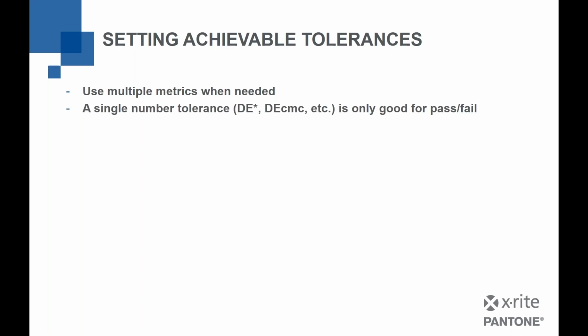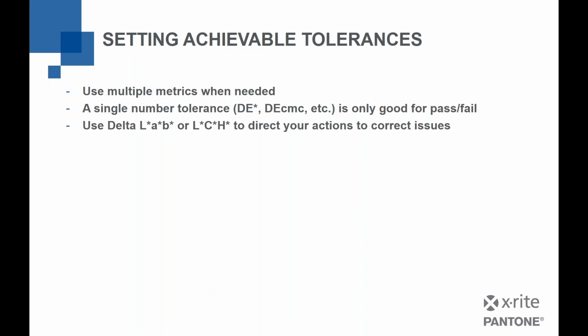Another thing to think about when we're setting achievable tolerances is to use multiple metrics when needed. We may choose an elliptical tolerance, but that doesn't mean that's the only thing I'm going to use. When we use those single number tolerances like delta E or delta E CMC, any of the elliptical tolerances, it's one number, but the only thing it does is pass or fail. Now, it does it really, really well. But if I get a number that fails, I don't know what to do to fix it. I just know it's bad.